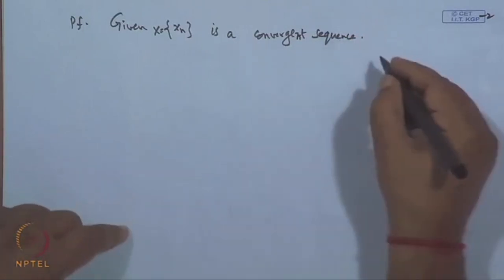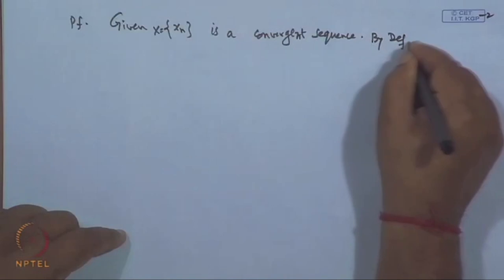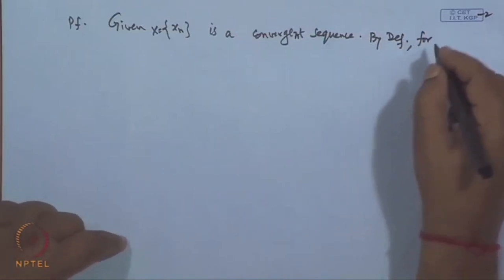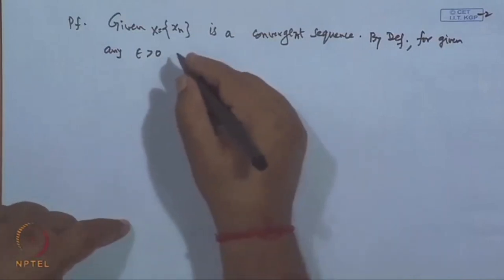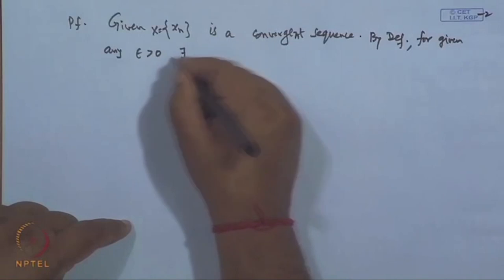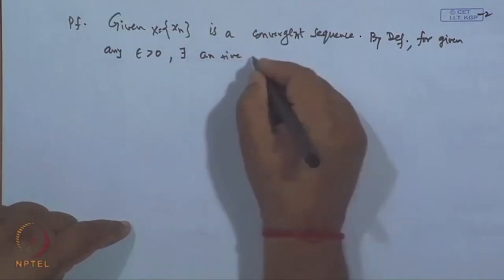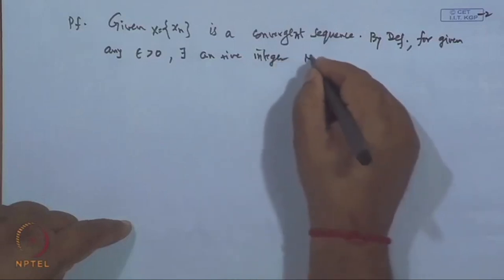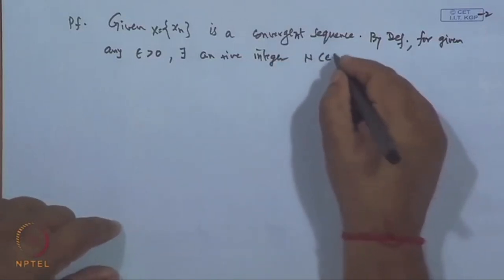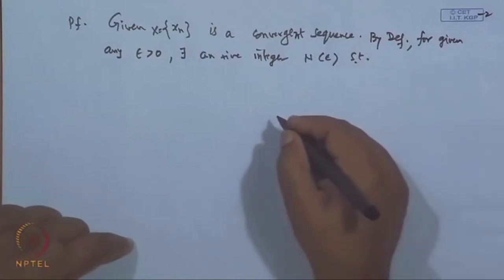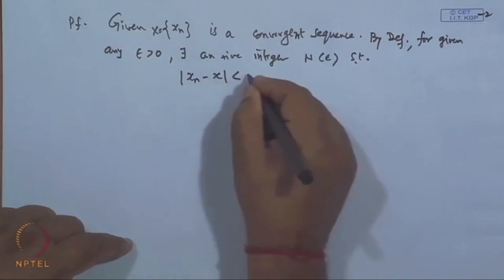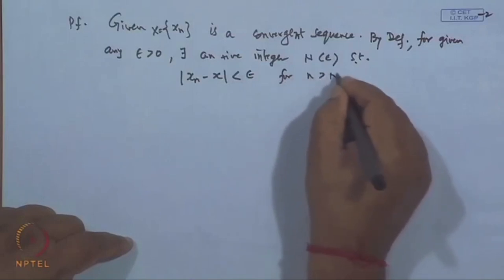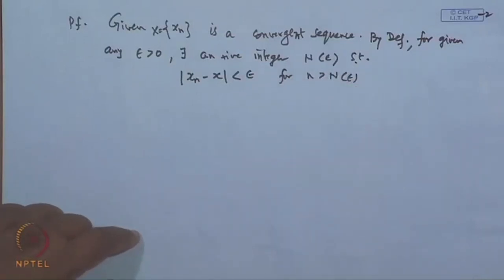So, for the given epsilon, by definition, for any epsilon greater than 0, a positive number, there exists a positive integer, say capital N, which depends on epsilon, such that mod of x_n minus x is less than epsilon for all n greater than or equal to N(epsilon). Okay, this is what we get.